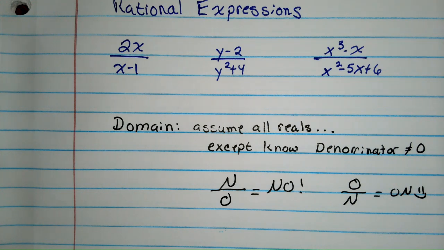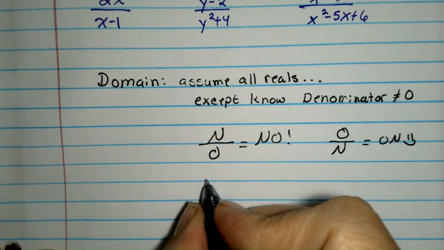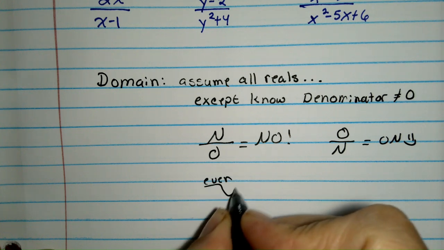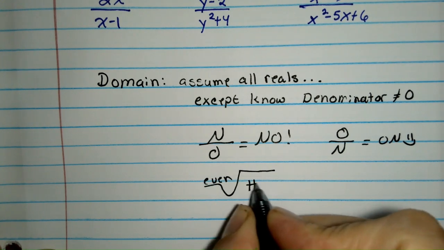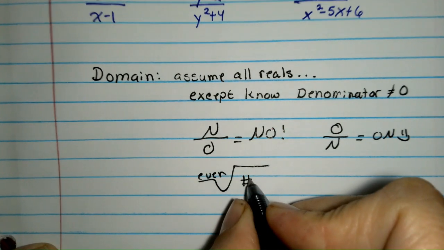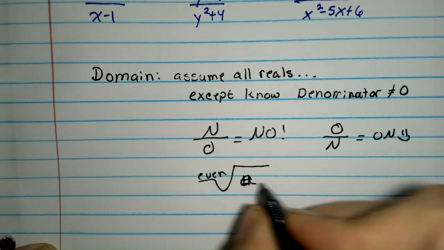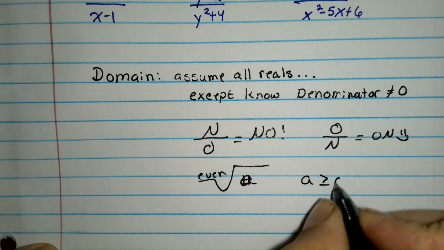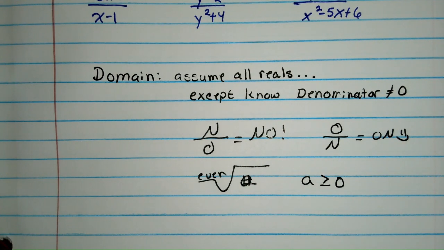Also, just a quick refresher, anytime you have an even index and you have a number underneath here, let's call this a, a must be greater than or equal to 0. So the denominator cannot equal 0, and even radicals have to have a radicand greater than or equal to 0. So then I just want to look at several of them, and I want to look at the domain.